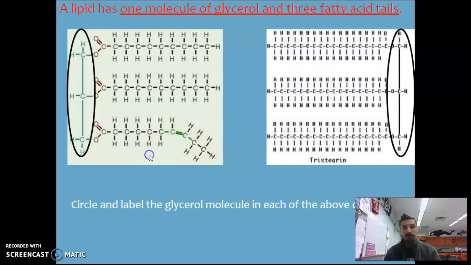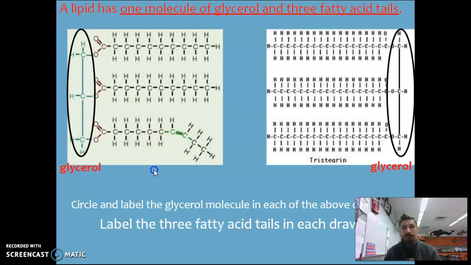So there's our glycerol on both, and then here are our fatty acid tails. Now these are different types of lipids, but it's still a lipid, so it's only comprised of a glycerol and then 3 fatty acid tails.